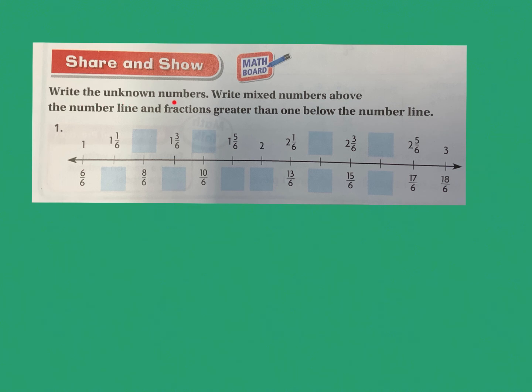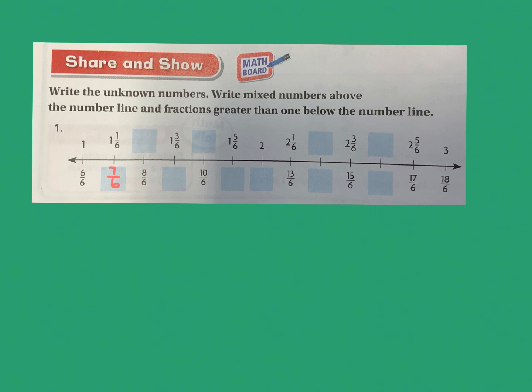They want us to write the unknown numbers, write the mixed number above the number line and fractions greater than 1 below the number line. So we're just comparing these mixed numbers with fractions so our brains are making some connections here. Okay, so I have 1, which is the same as 6 sixths. I have 1 and 1 sixth. Well, 1 whole was 6 sixths, right? So that's 6 sixths plus 1 more sixth. That's a total of 7 sixths. That was 6 sixths plus 1 more sixth makes us 7 sixths. And plus 1 more sixth puts us at 8 sixths.